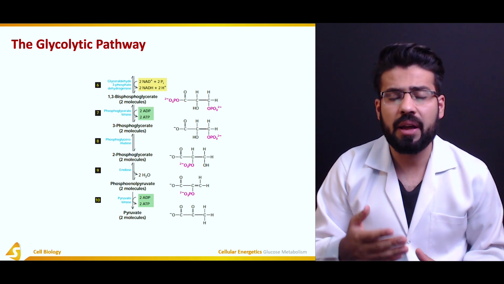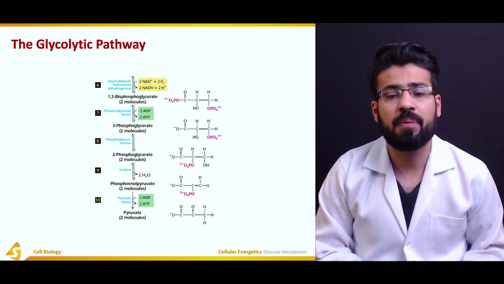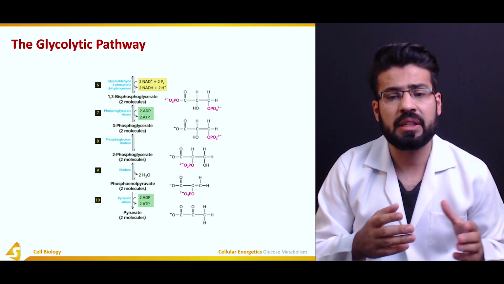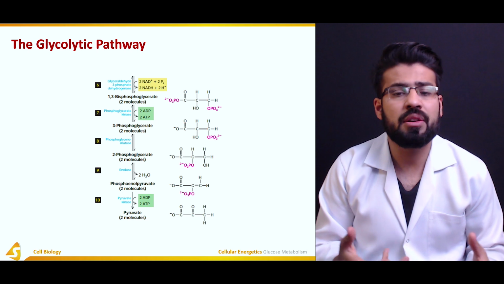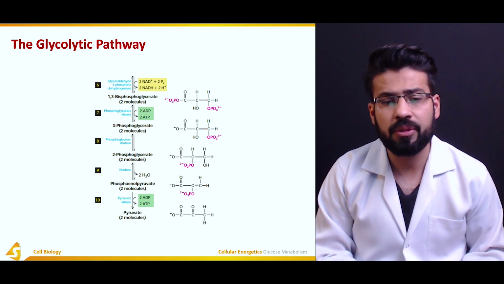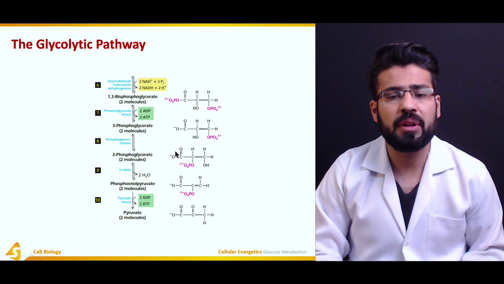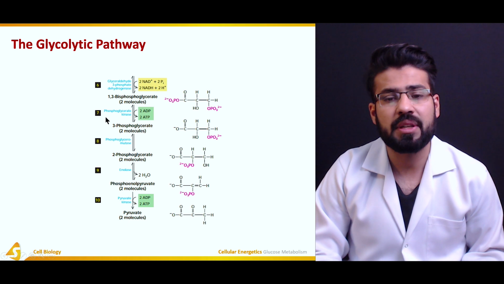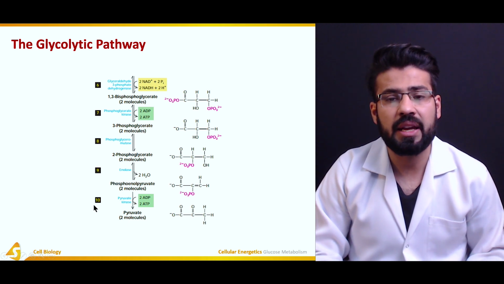Now, phosphoenol pyruvate is going to cause the production of 2 ATP through pyruvate kinase, and it is going to be converted into pyruvate. So 4 molecules of ATP have been generated, 2 molecules at step 7 and 2 molecules at step 10, while the NADH has been produced as well.